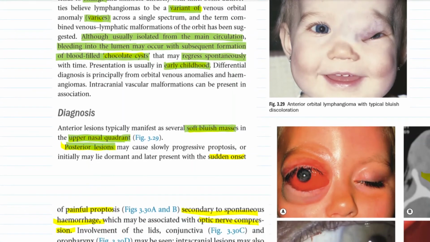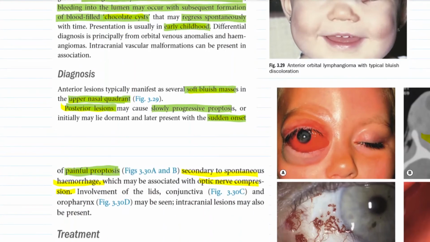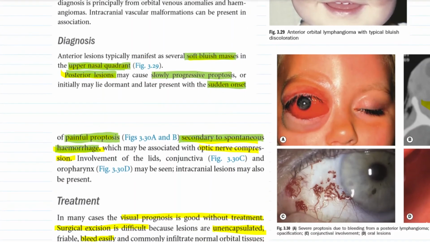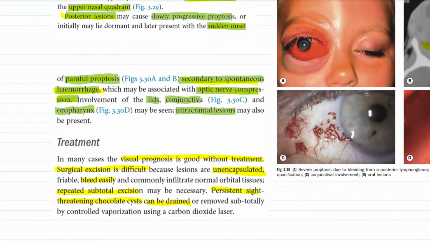Posterior lesions may cause slowly progressive proptosis or initially malignant disease and later present with a sudden onset of painful proptosis. So similar to orbital varices, they can also present with a painful proptosis secondary to a spontaneous hemorrhage. So spontaneous hemorrhage is also another complication associated with orbital varices. Similarly, optic nerve compression also. It may also involve the oropharynx along with the lids and conjunctiva. Intracranial lesions also may be seen.